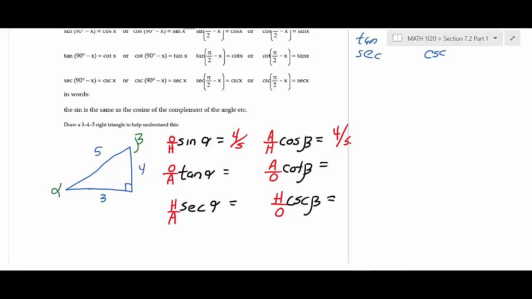4/3, right? Okay. Now look at the cotangent of beta. The cotangent is adjacent over opposite. So what's adjacent over opposite? 4/3. They are the same. Okay, that's what you need to understand.